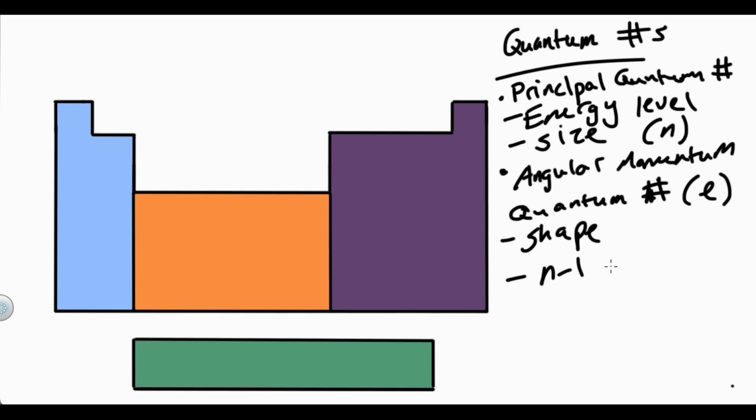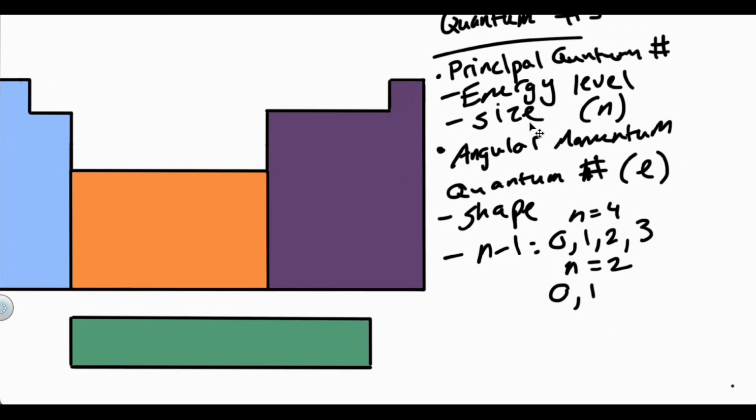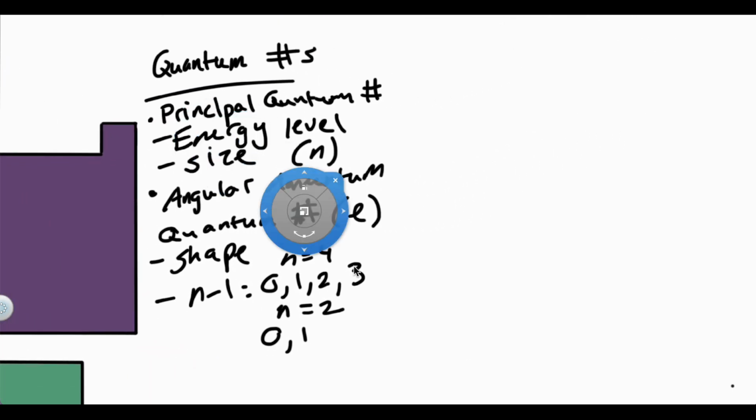Okay? So it could be 0, 1, 2, and 3 if N equals 4. But if N equals 2, then it's only going to be 0 and 1. So we have those two.